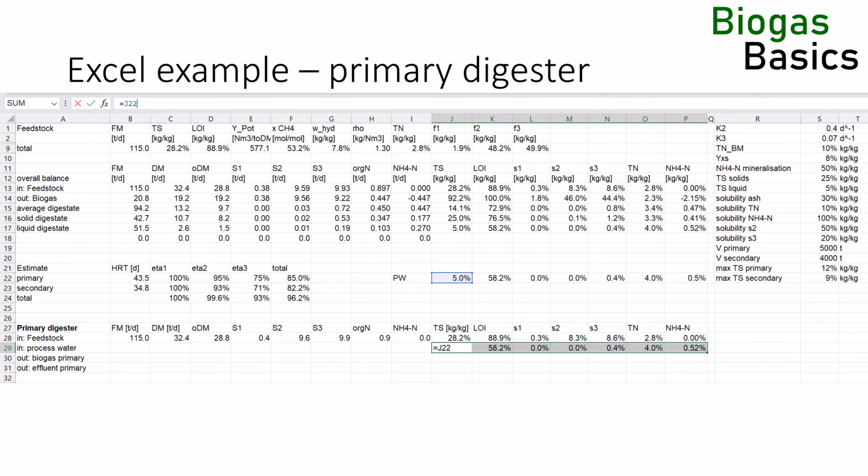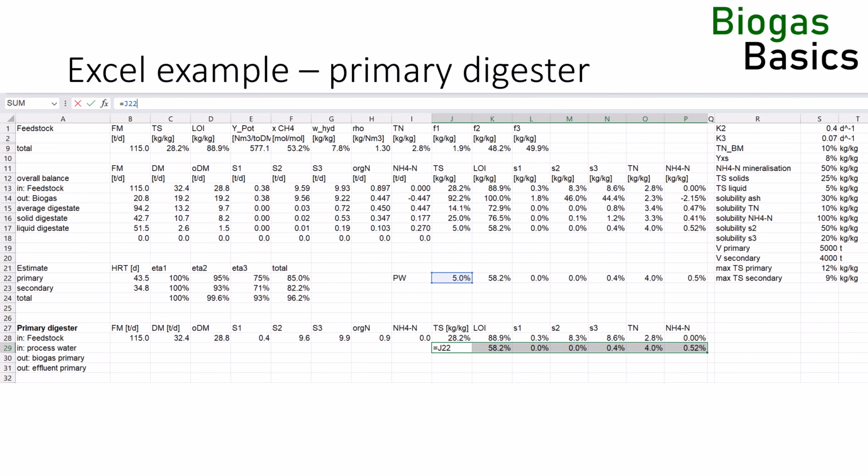This process water still contains substrate, which will be converted to biogas in the digesters. This makes the process water composition part of the iteration loop. We write the results of the first iteration into a line. From now on, we balance the primary and secondary digester stage individually. The balance around the whole plant is only required in the first iteration loop.